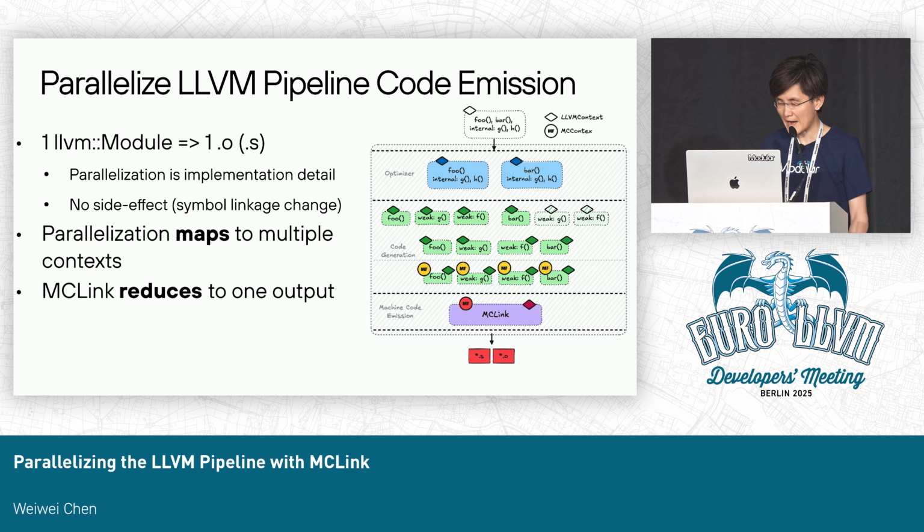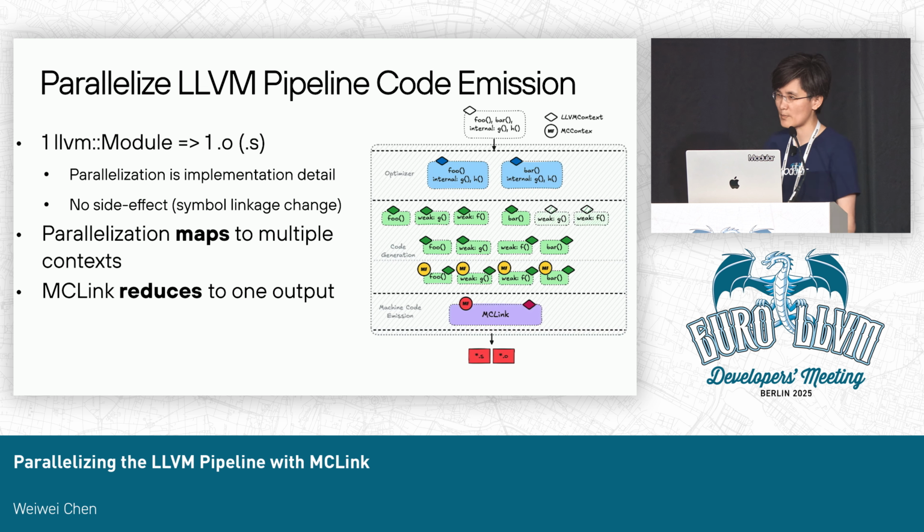So the ideal case would be we have one LLVM module as input, and we want just one output, as if nothing happened in between, right? Parallelization should just be an implementation detail. It should be a kind of transient state, and we want to minimize the side effects. Especially for the symbol linkage type change, we want to make sure that it's just happening internally and we don't see it reflected in the output.